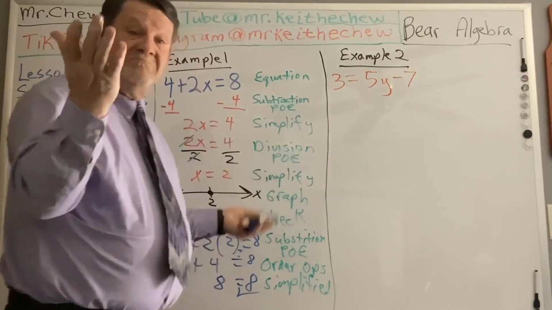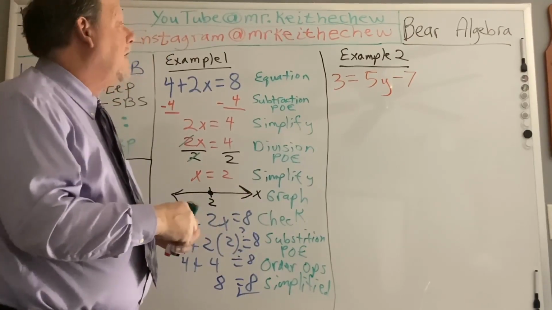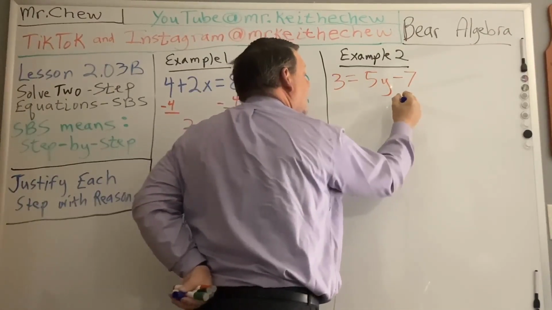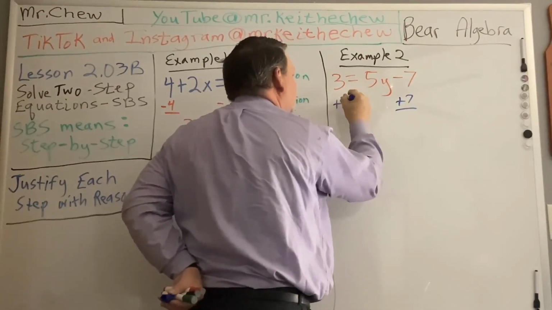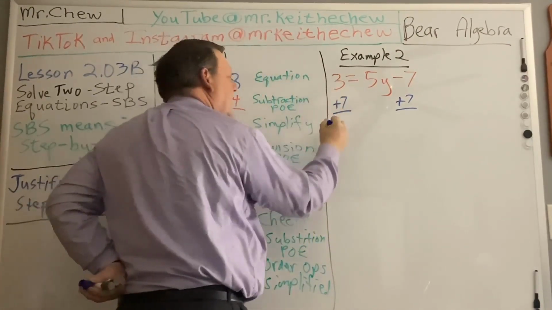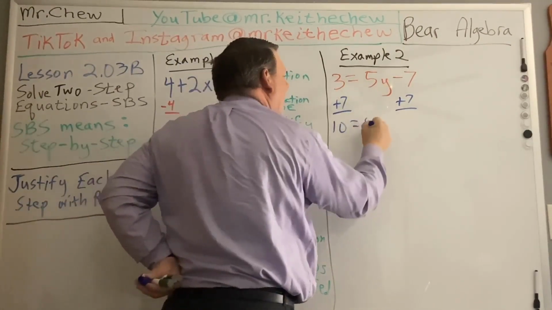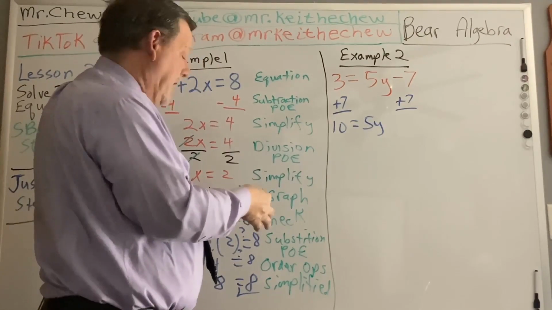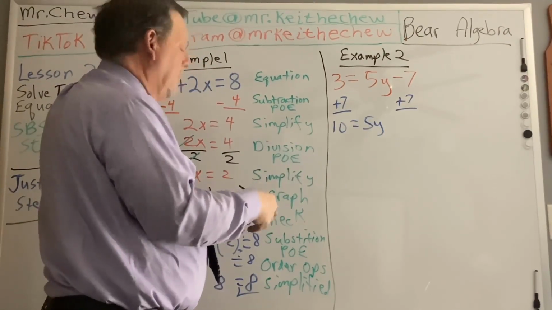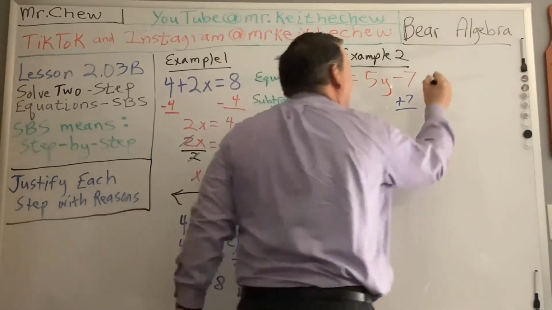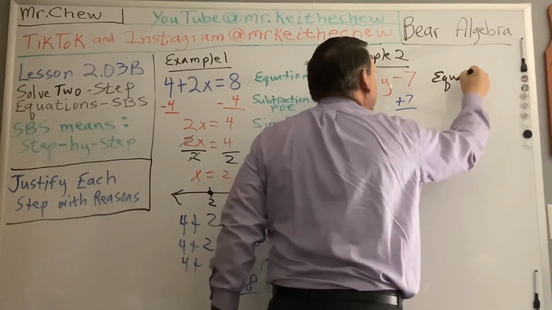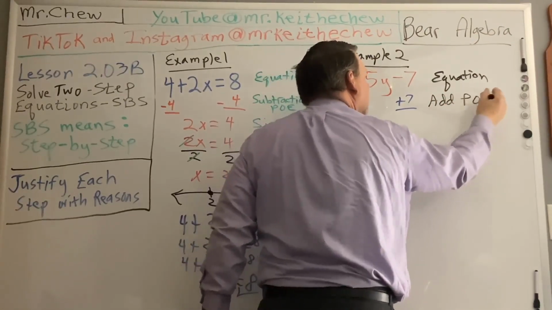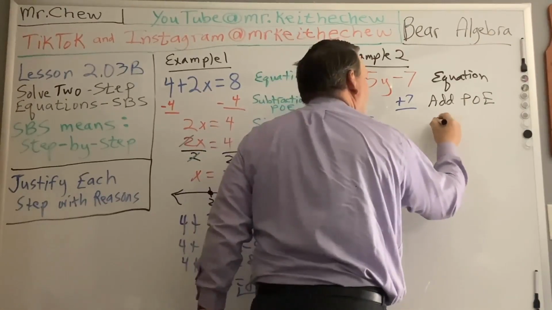This problem, similar. I want to get rid of the addition or subtraction since there's no combining like terms. The opposite of minus 7 is plus 7. 3 plus 7 is 10 equals 5y minus 0, which is 5y. So I say, okay, so what are my steps over here? Well, I have my equation here. I have my addition property of equality. And then I have simplify here.